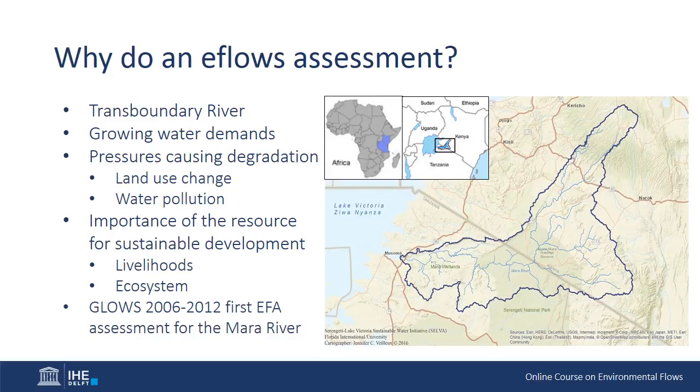And between 2007 and 2012, a first environmental flow assessment was undertaken at 5 points along the river. Our aim was to improve the existing environmental flow recommendations and integrate them into the water allocation plan.